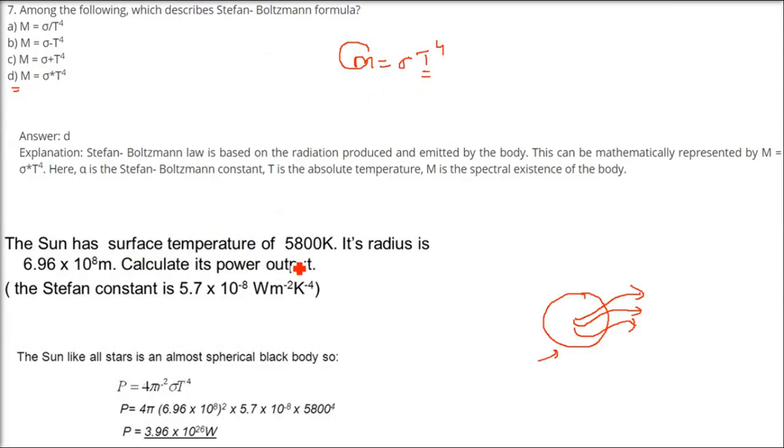For example, the sun has a surface temperature of 5800 Kelvin. Its radius is 6.96 into 10 to the power 8. Calculate the power output. In order to get power, you have to have an area also. The sun is a sphere, so the surface area of a sphere is 4 pi r squared. We use the sigma as I told you, and the temperature is 5800. In this formula, we always use temperature in Kelvin.